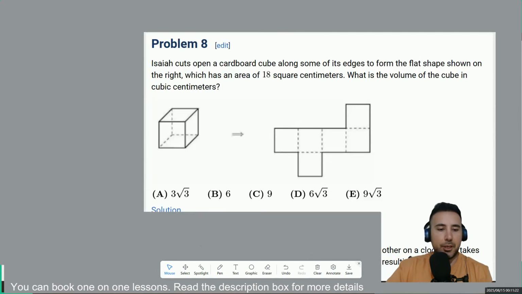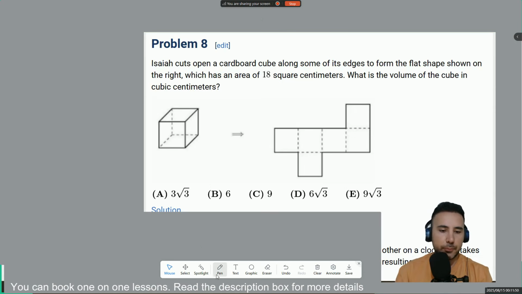Okay, problem 8 is an important one. That's why we're going to explore it a little bit before we actually go on and answer it. And there will be one extra question at the end. Isaiah cuts open a cardboard cube along some of its edges to form the flat shape shown on the right, which has an area of 18 square centimeters. What is the volume of the cube in cubic centimeters?